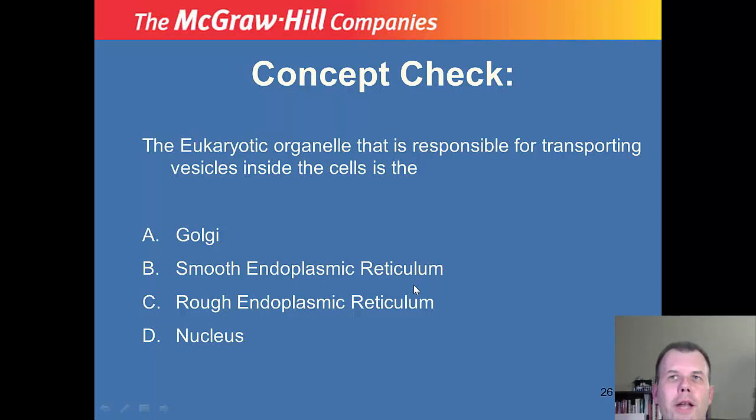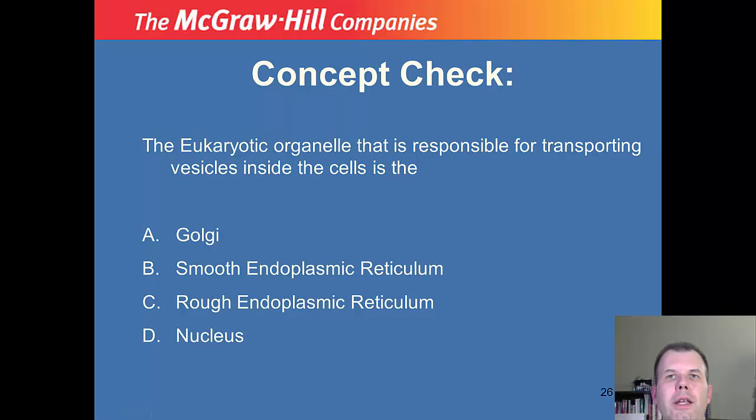All right, so let's do a concept check here. Let's see if you guys got anything from what I was just mentioning. This question says, the eukaryotic organelle that is responsible for transporting vesicles inside the cells is what? The Golgi, the smooth endoplasmic reticulum, the rough endoplasmic reticulum, or the nucleus? I'll give you a minute to think about this question.